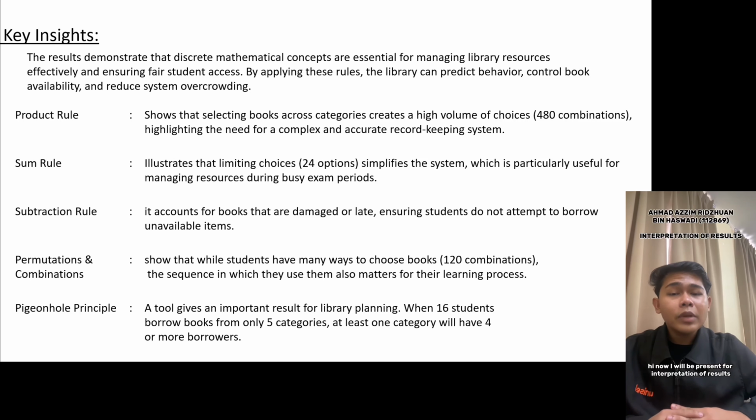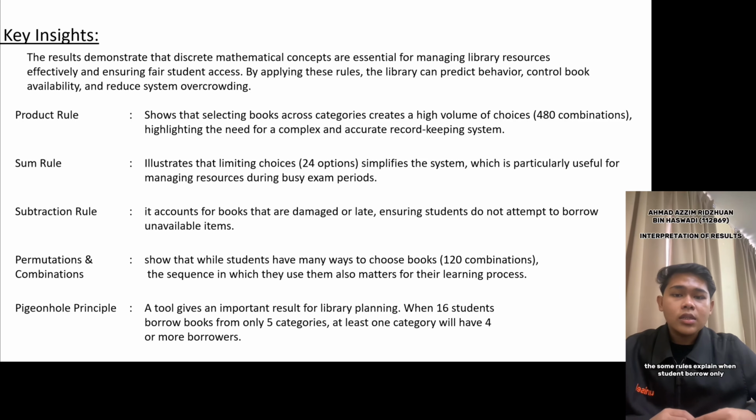Hi, now I will present the interpretation of results. The results show that counting ideas are important for managing the UNIMAS library. They help the library understand how students borrow books, control book use, and avoid book shortage. First, the product rule shows that borrowing choices increase when students choose books from different categories. The 418 combinations show that even a few books can create many choices. This means the library system can be complicated and must be well managed.